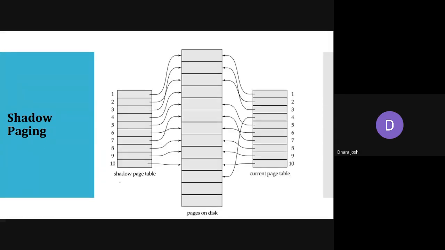Suppose this is a shadow page table, this is a current page table. So previously these two are identical. Whatever blocks this shadow page table will be pointing to, the current page table will be pointing to in a similar way. But once we have a write operation in the transaction, then the current page table is the only one who will make the changes to this disk. This is a disk. Okay, so the current page table will be making the changes, but the shadow page table will remain as it is.